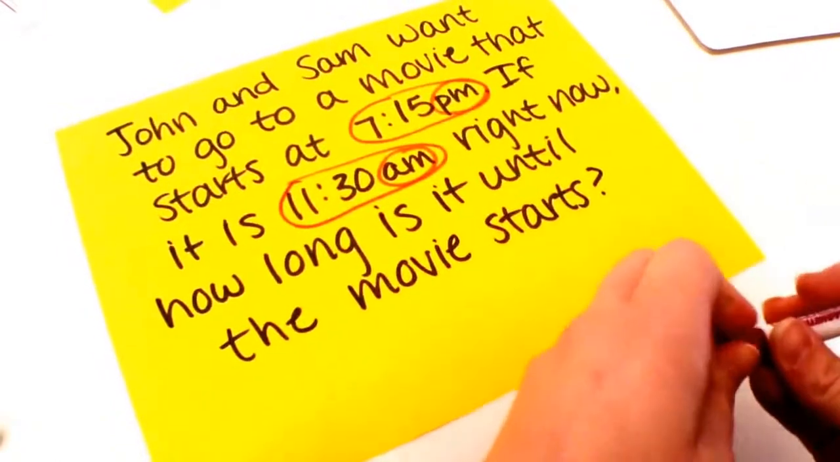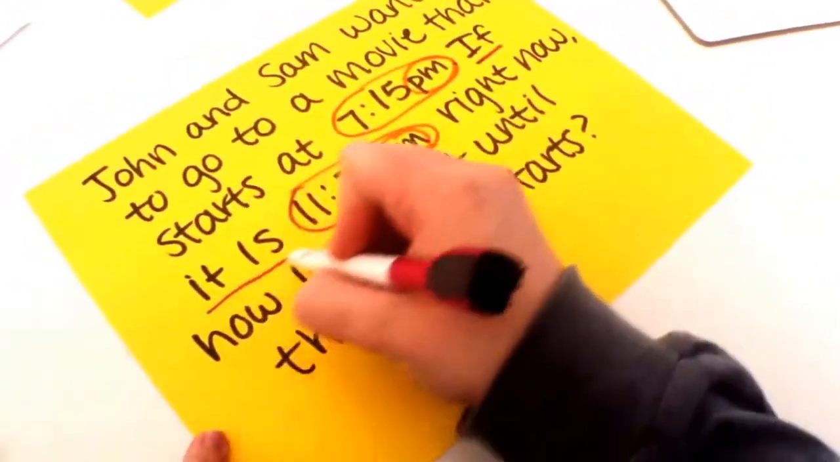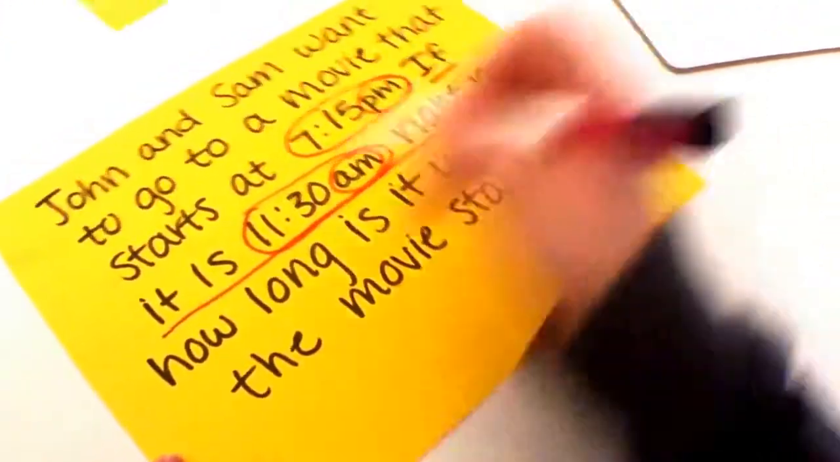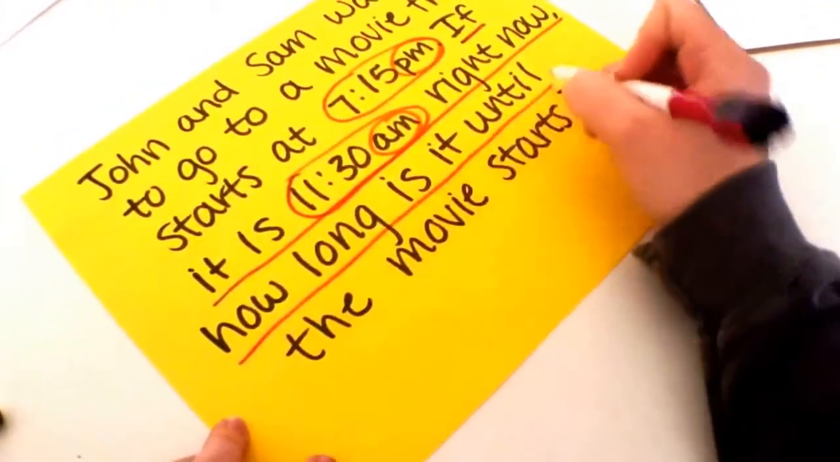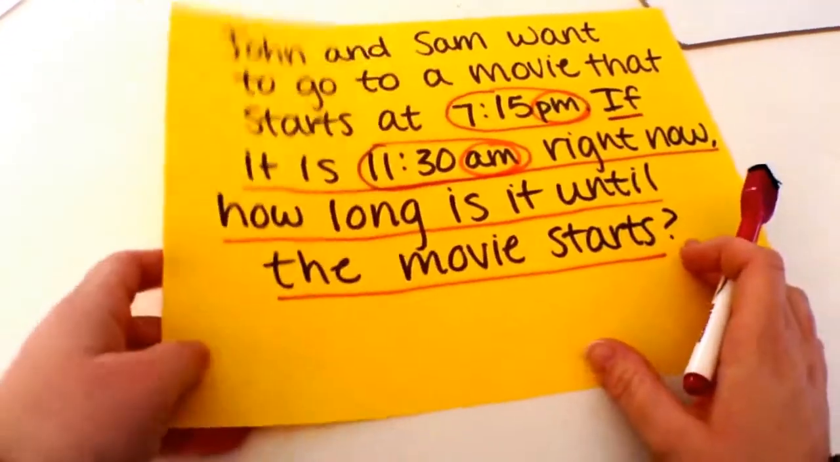So morning to afternoon, AM to PM. Now let's underline our question. If it is 11:30 a.m. right now, how long is it until the movie starts? Now that we know what we're looking for, we need to set up our number line.